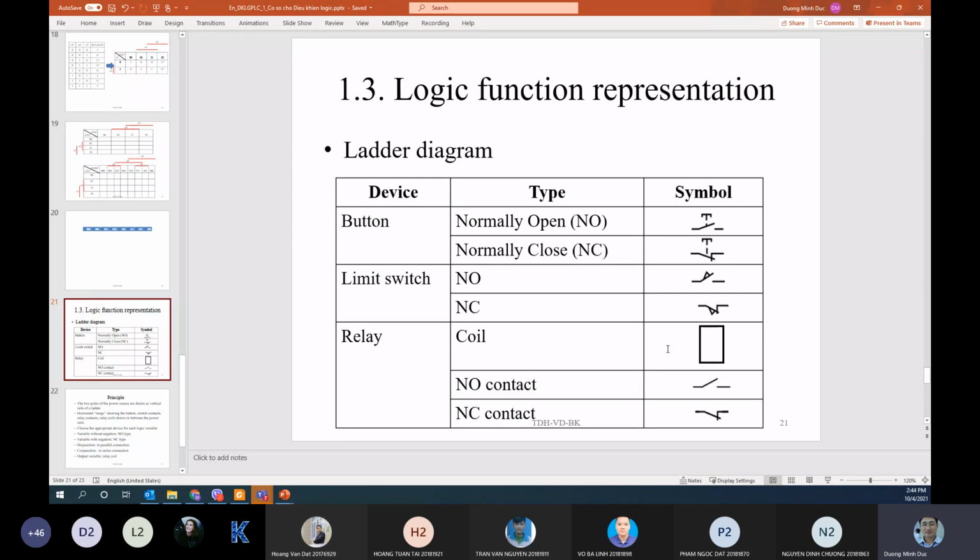So you can see here, the coil also has two states: the electricity is supplied or not. And the contact also has two states: closed or open. So with these three devices, we can represent logical functions very easily, because each device has two states, corresponding to the two values of a logical variable or function.